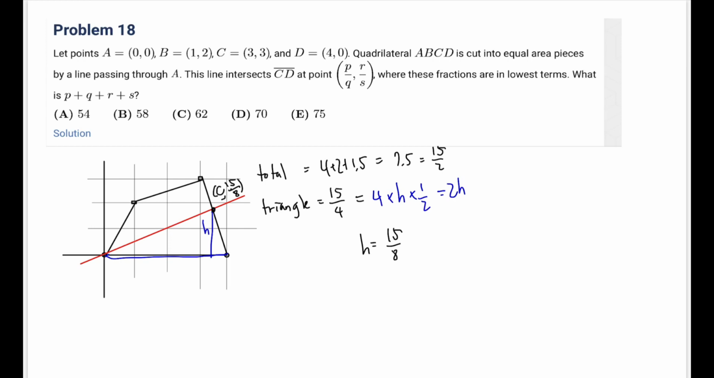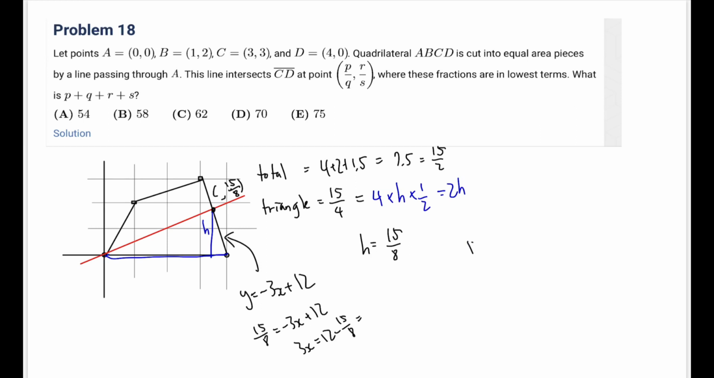And for us to get this x value, we need to know this line. So this line is y equals minus 3x, and then we have it at (4, 0), so plus 12. So it's y equals minus 3x plus 12. If we substitute y equals 15 over 8, 15 over 8 equals minus 3x plus 12. So 3x equals 12 minus 15 over 8.